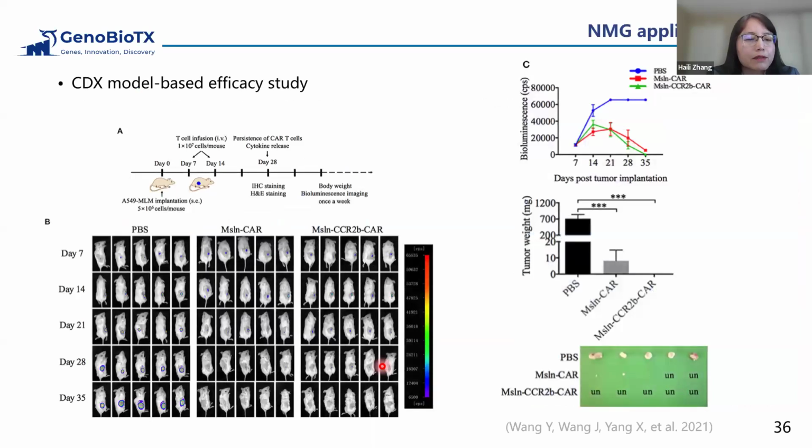So the NMG mouse can be used for CDX model-based drug efficacy study. In this study, we injected 5 million of these lung cancer cells into NMG mice. By day 7 post-inoculation, tumor was visibly detected in all groups, and the tumor growth progressed rapidly in the control group. However, in the CAR-T treatment group, tumor growth was inhibited, and the tumor was eventually eliminated.